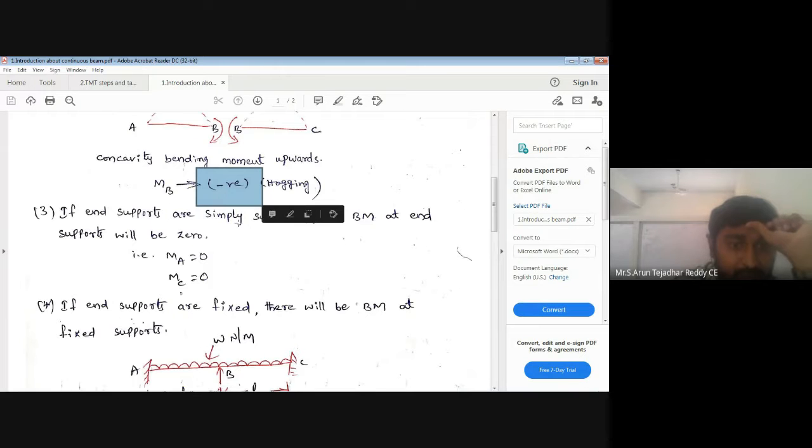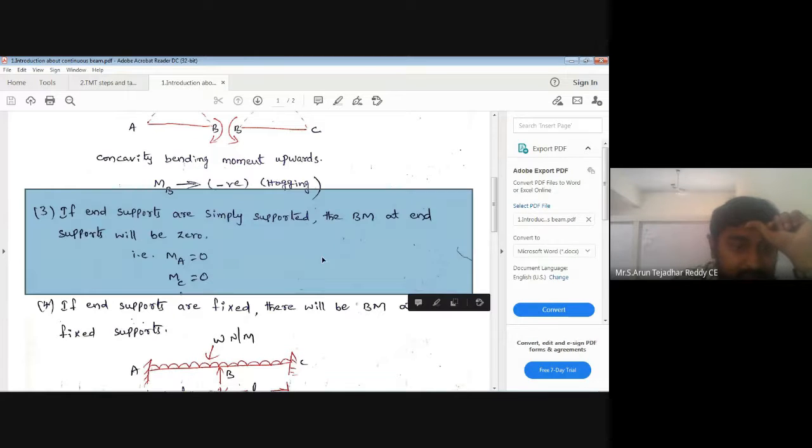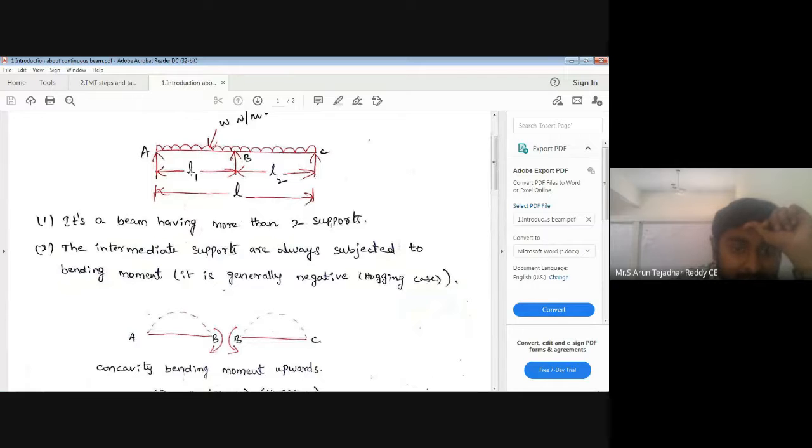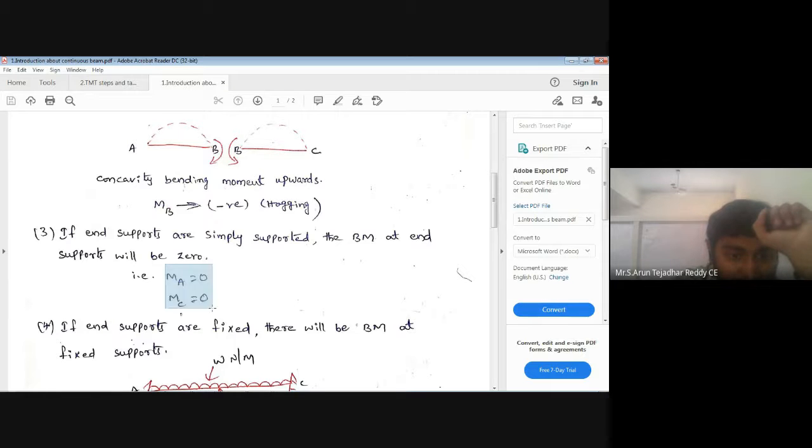This is one condition. And read this condition: if end supports are simply supported, the bending moment at end supports will be 0. See, in this case, point A and point C both are the end supports. That is simple support, not a fixed support. Both ends are simple supports. So for that reason MA is equal to 0, MC is equal to 0.